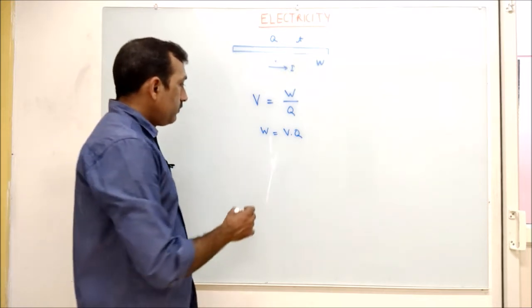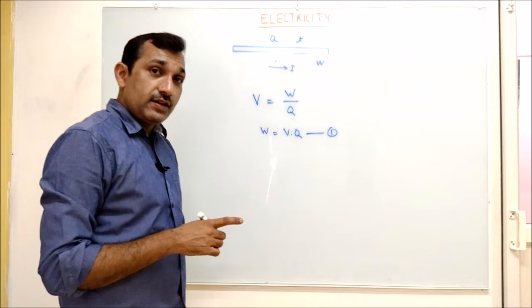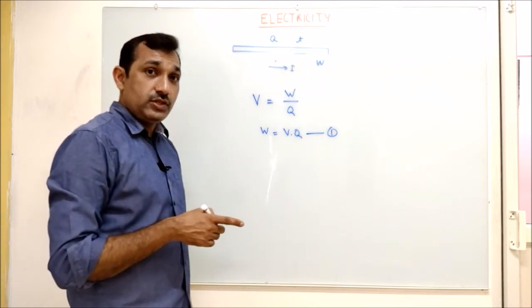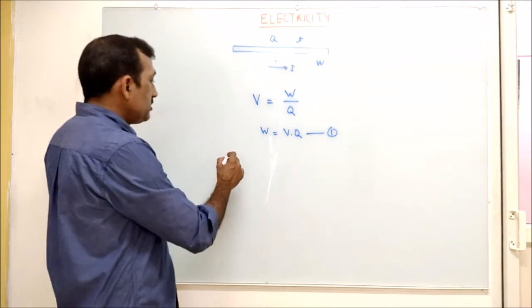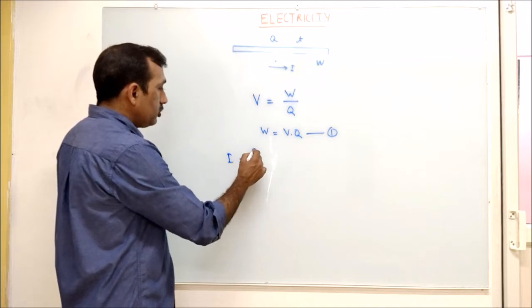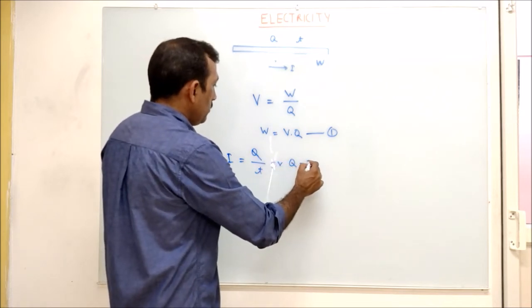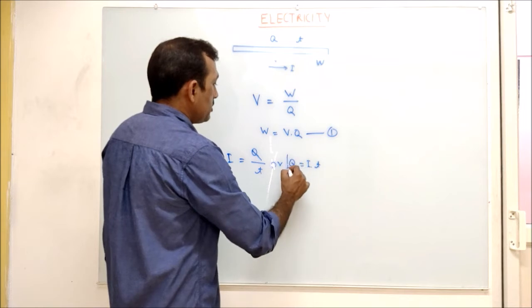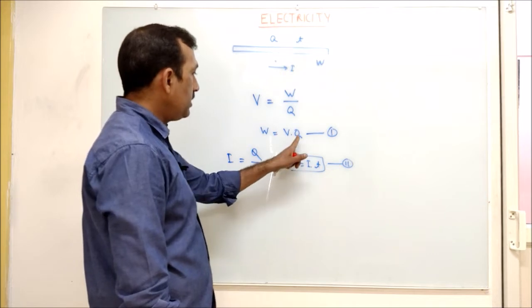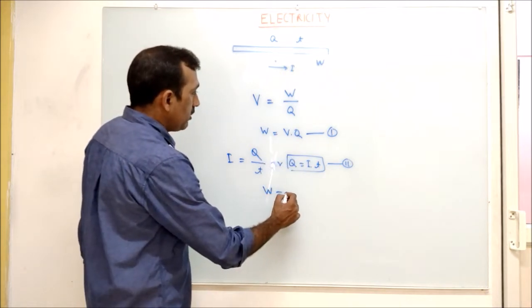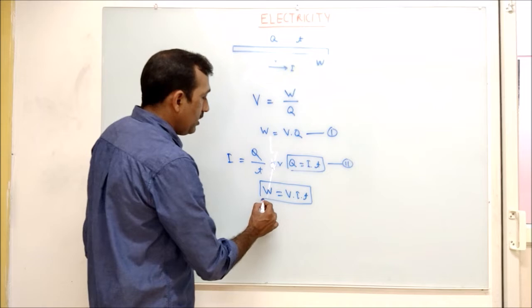Now we know one more thing. Say this is equation 1. The first definition which we have done of electric current: rate of flow of charge is called electric current. Repeat, rate of flow of electric charge is called electric current. That means I equal to Q divided by t, or from here Q equal to I times t. This is equation 2. Now if I put this relationship here, then W equal to V into I into t. This is a very important relation.